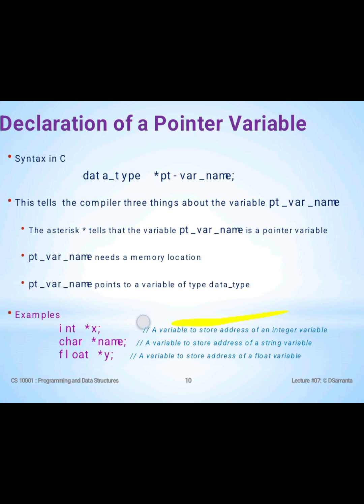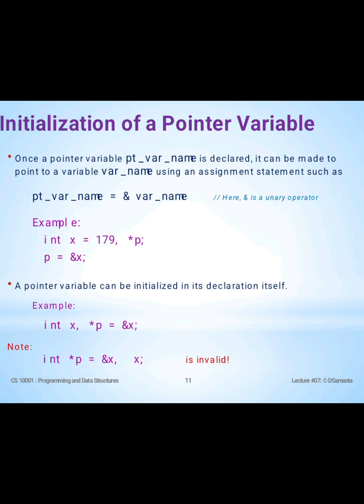Initialization of a pointer variable. Once a pointer variable pointer_var_name is declared, it can be made to point to a variable var_name using an assignment statement such as pointer_variable_name = &variable_name; Example: int x = 179, *p; p = &x; A pointer variable can be initialized in its declaration itself.